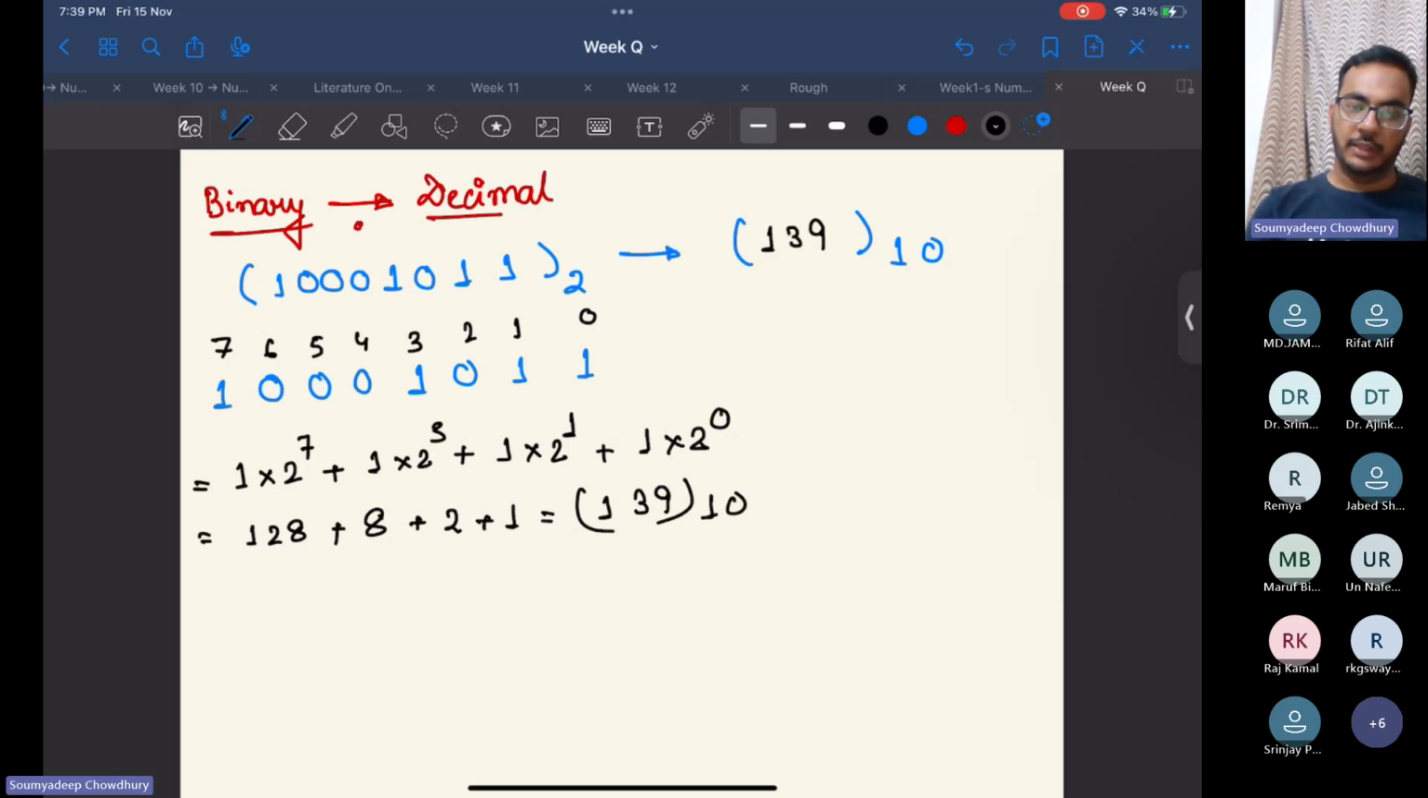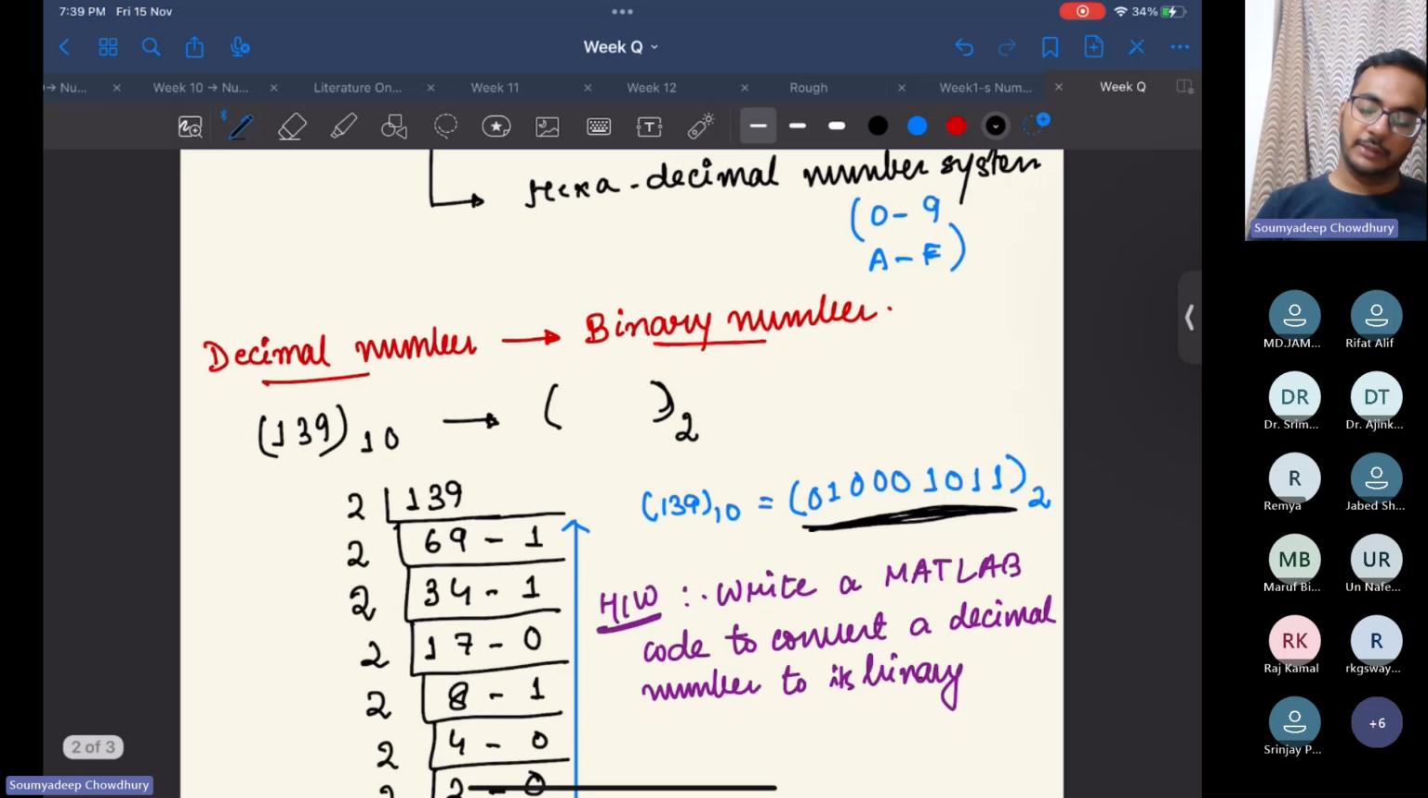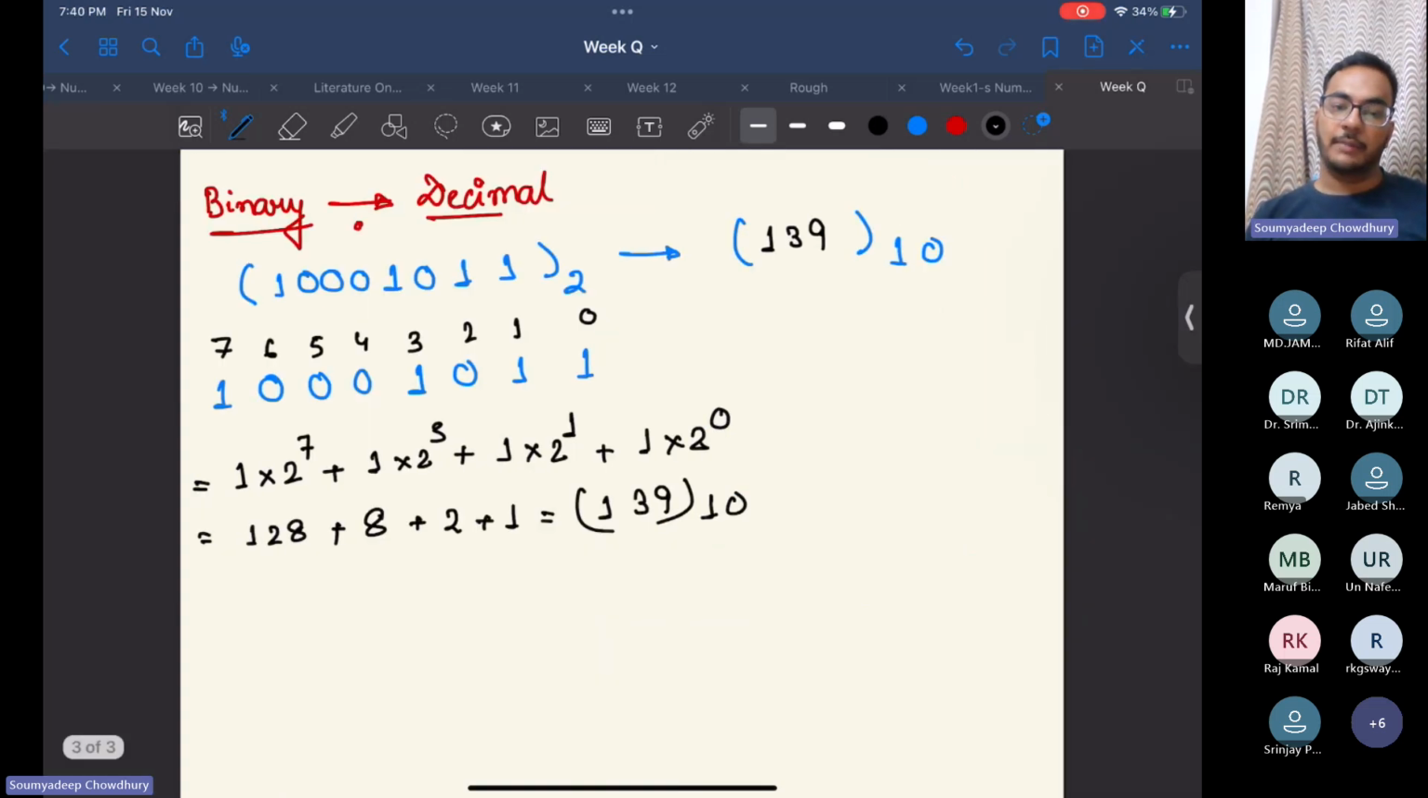You saw that in the last exercise we converted 139 to the corresponding binary number. Again here we converted that same binary number to the corresponding decimal number and it gave me 139. So that means our process is correct. Both ways we have checked it. Is this process, the algorithm, clear?